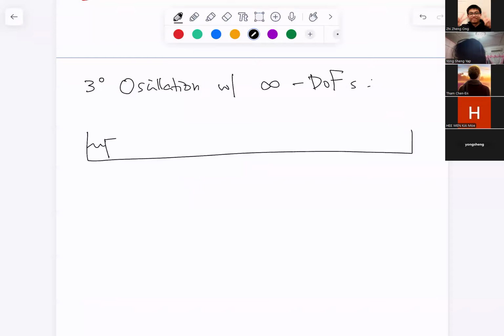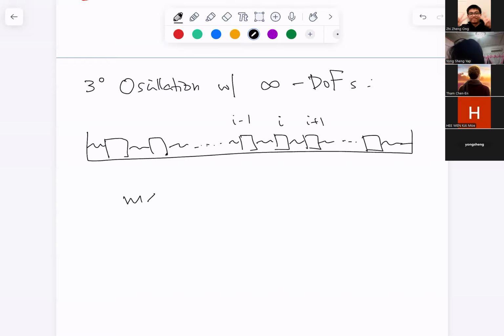There's one block, two blocks, and there's a lot of blocks just connected to each other. There are many, many blocks. You can write down an equation of motion for the ith block here. Let this be the ith block, this is the i plus one block, and this is the i minus one block.